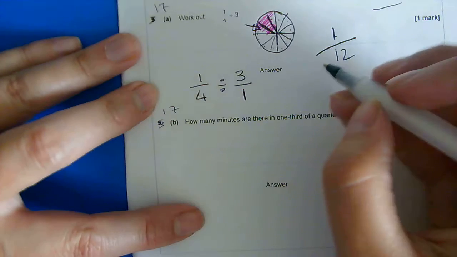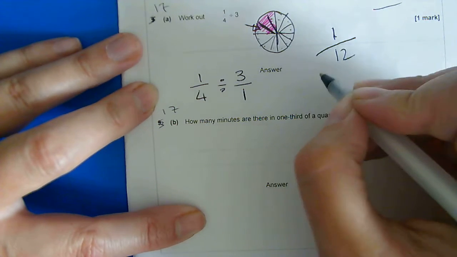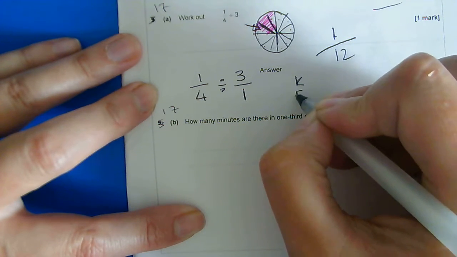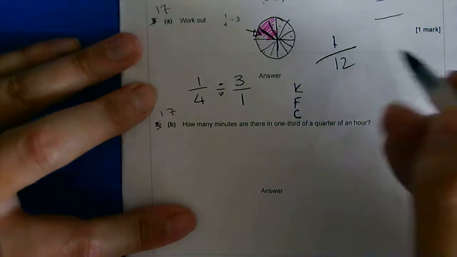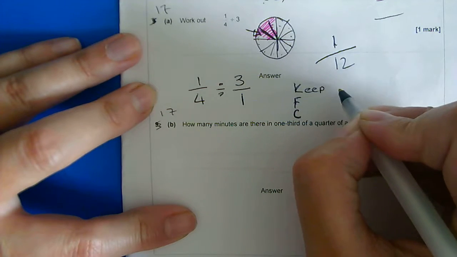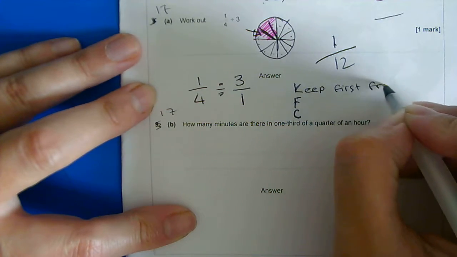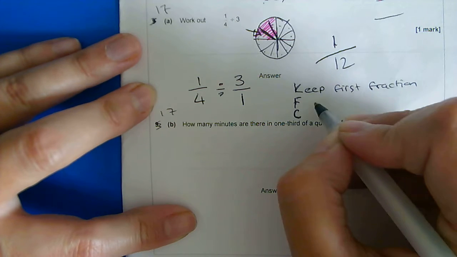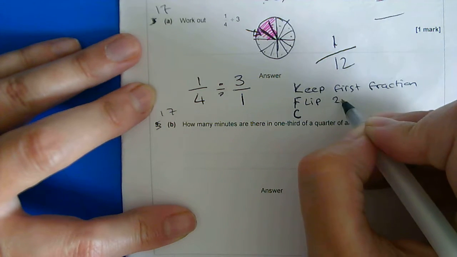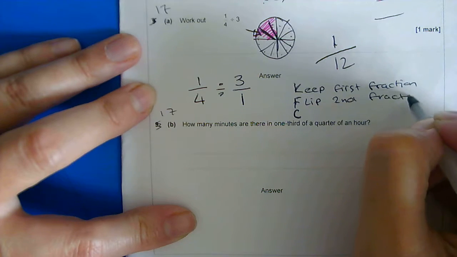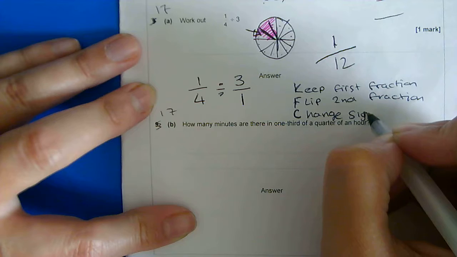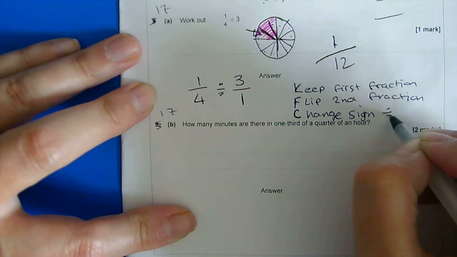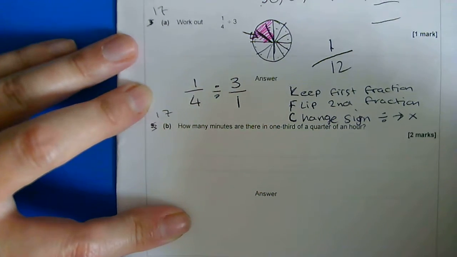Now there is a method, I'm not sure if your teachers have taught it yet, but if you want to know it in advance, which we call KFC. Now the reason being that we use it, it's a nice little trick to use, and it makes it a little bit easier than the inverse operation. So the first bit means keep the first fraction. Second one means flip the second fraction, and then change the sign. It needs to go from a divide sign, we need to change it to a times sign for the inverse.